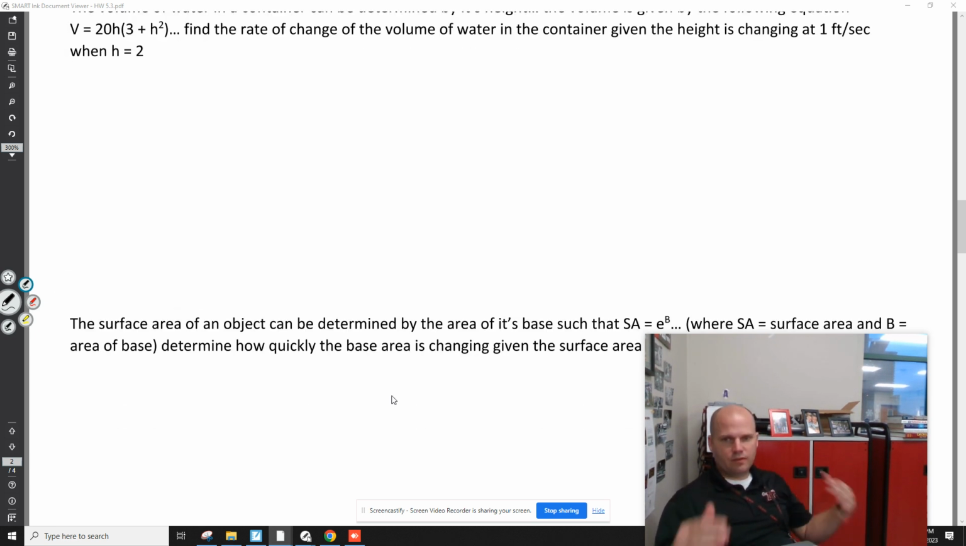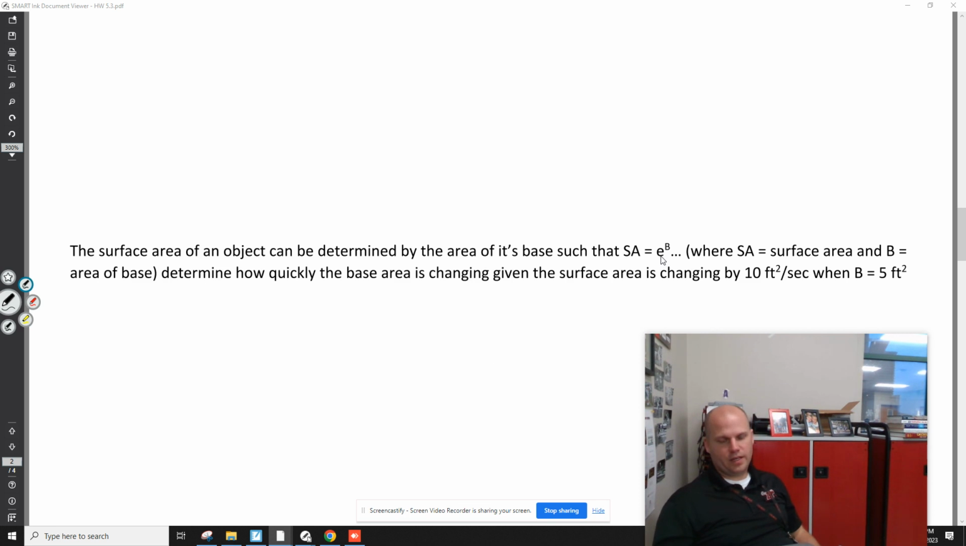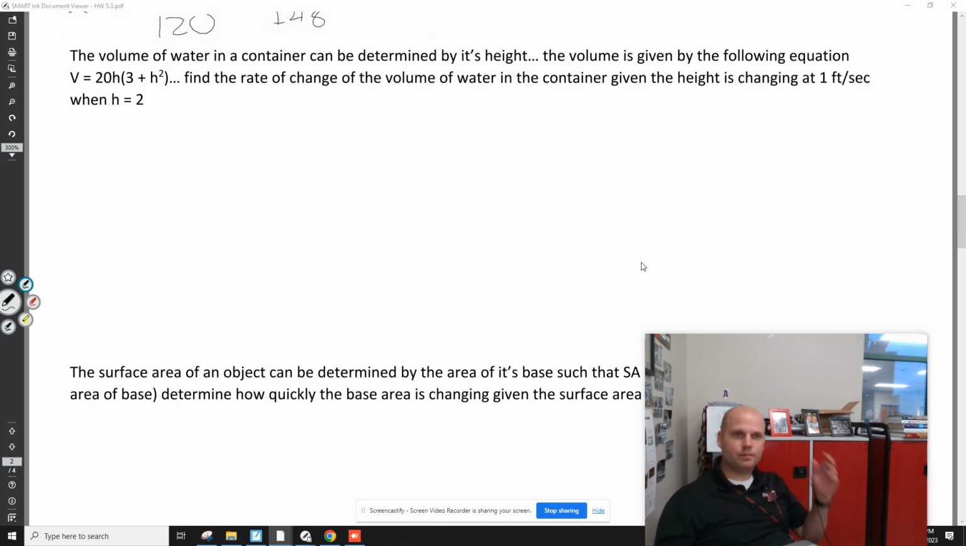Another easy one. Giving you the formula. I don't know why I gave you this question. This question is volume of water determined by its height. Here's the volume. They gave you the equation. That's nice. Find the rate of change of the volume of the water. Find the derivative of the volume.